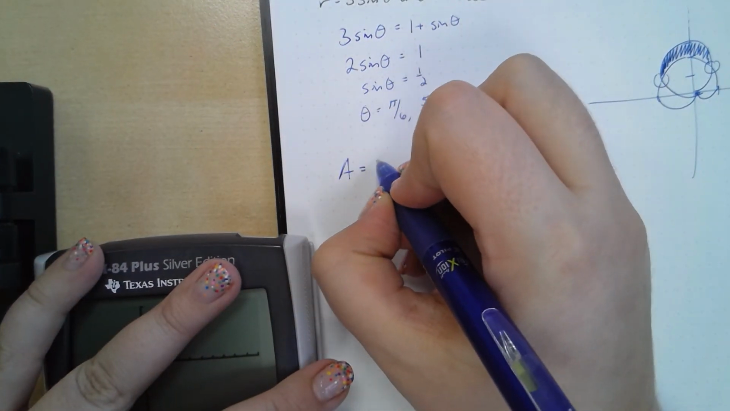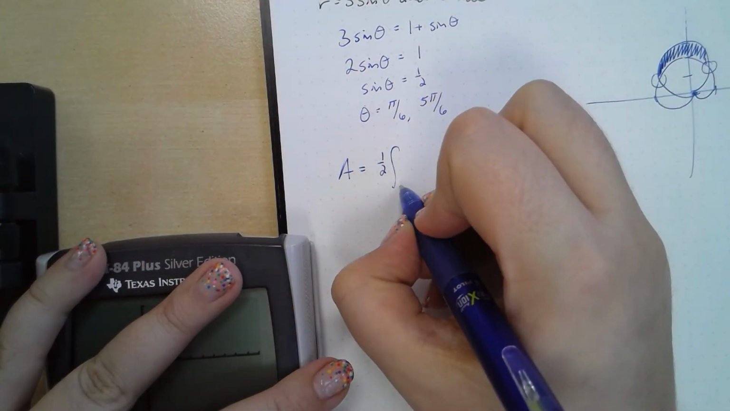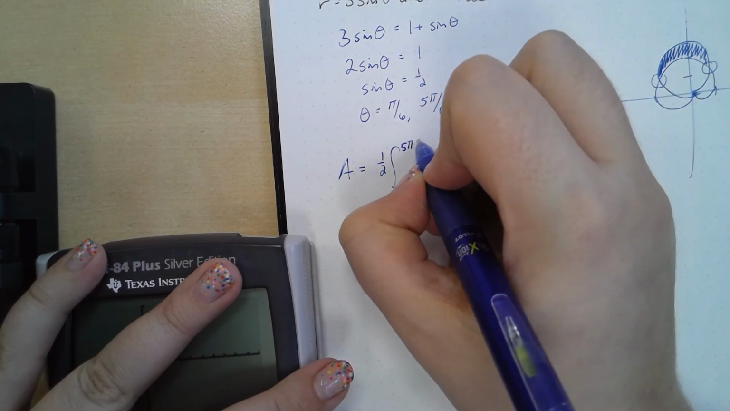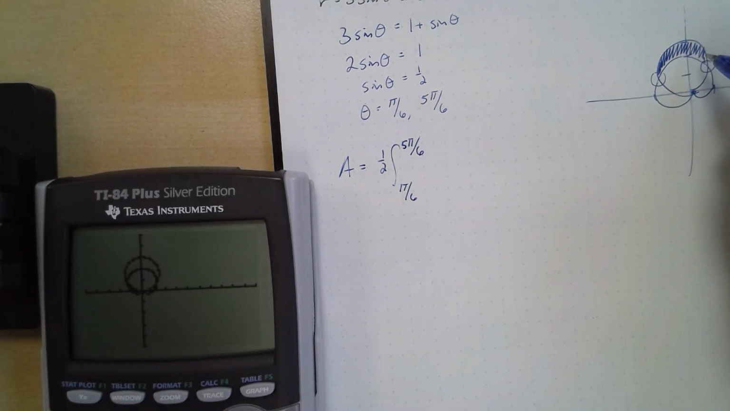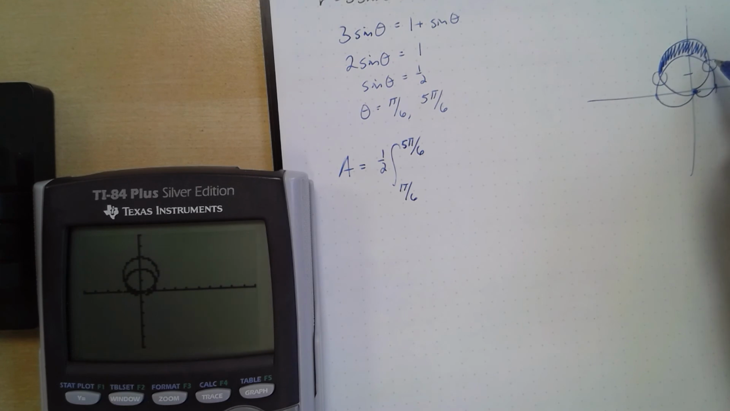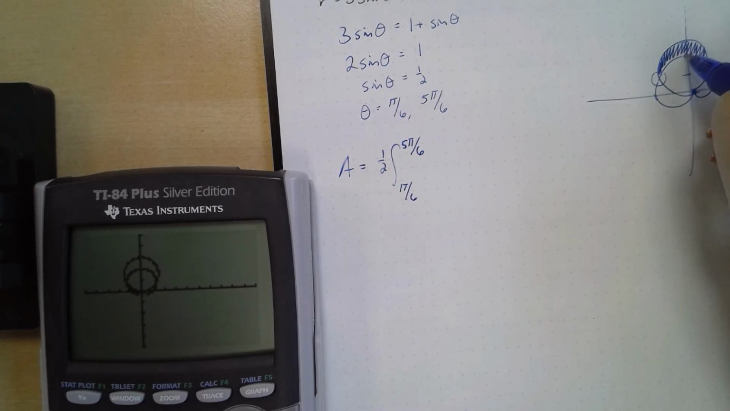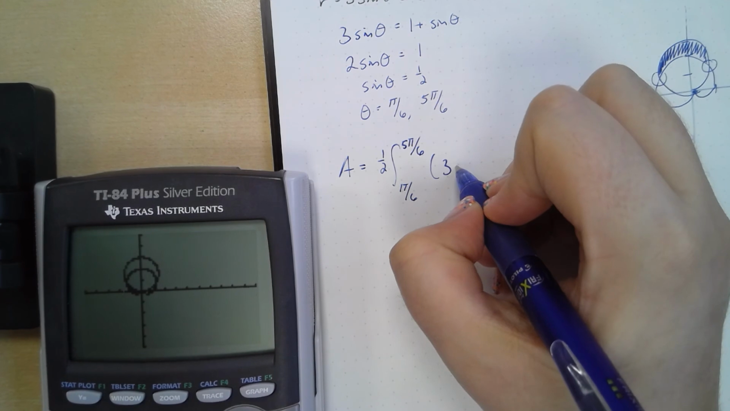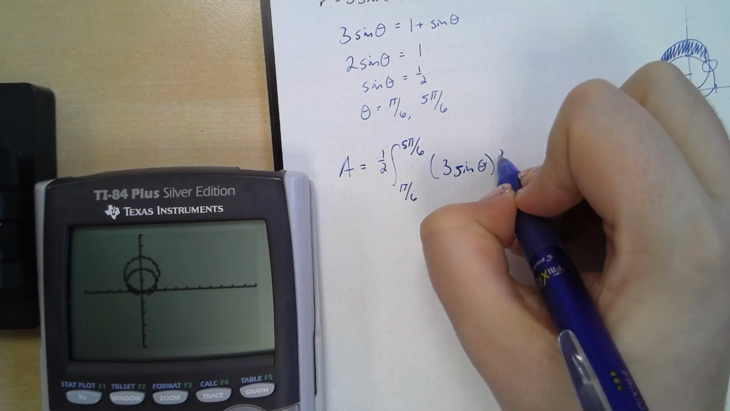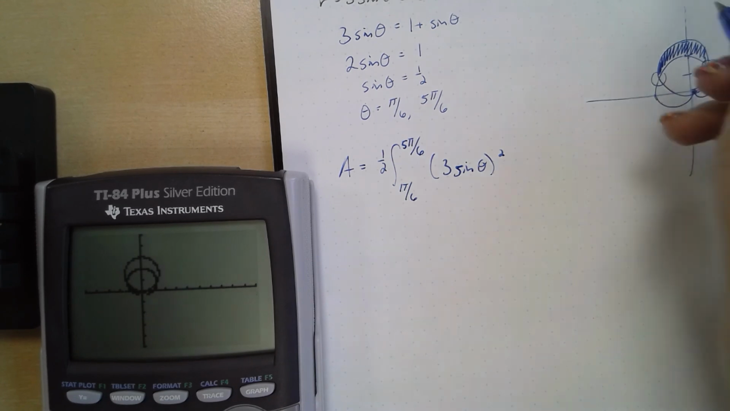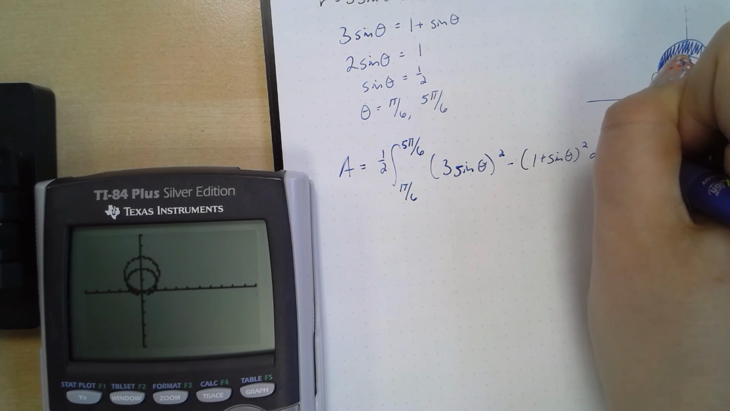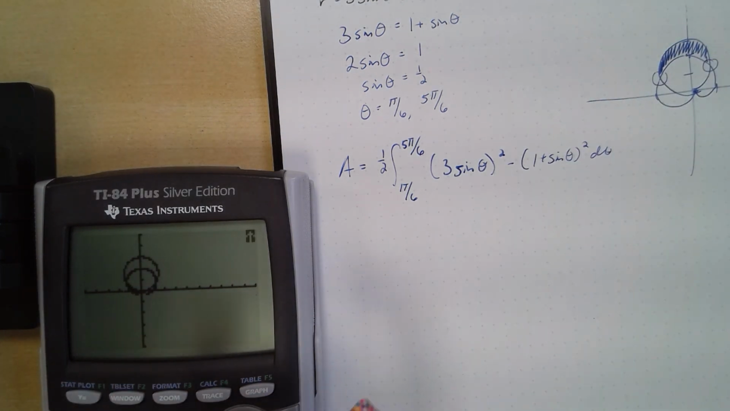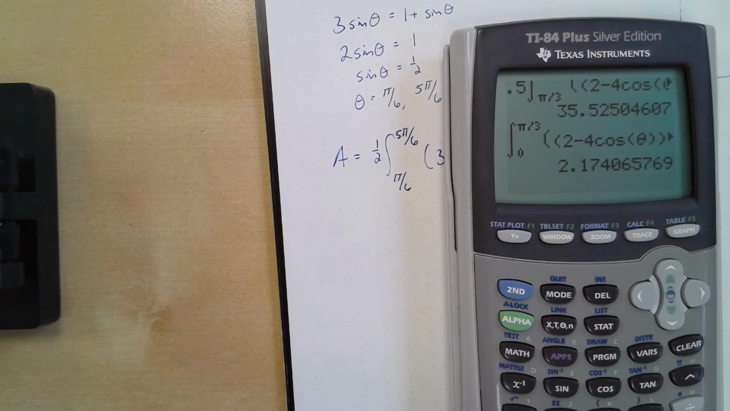Well, my area is going to be equal to 1/2 from pi over 6 to 5 pi over 6 of. Now, remember back when we were calculating area between two curves, I need to calculate the area between these two curves. So I need to take 3 sine theta squared, this area, minus 1 plus sine theta squared d theta. And I'm going to go do that in my calculator right now. You don't have to watch this part. Oh no, it's frozen.